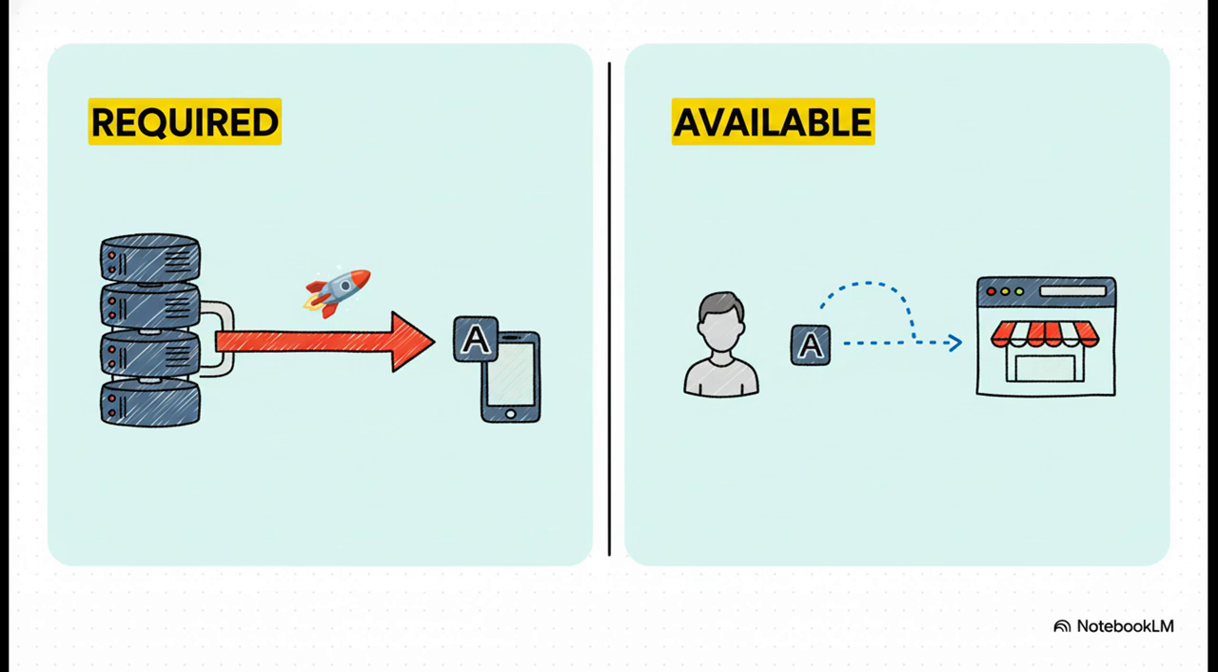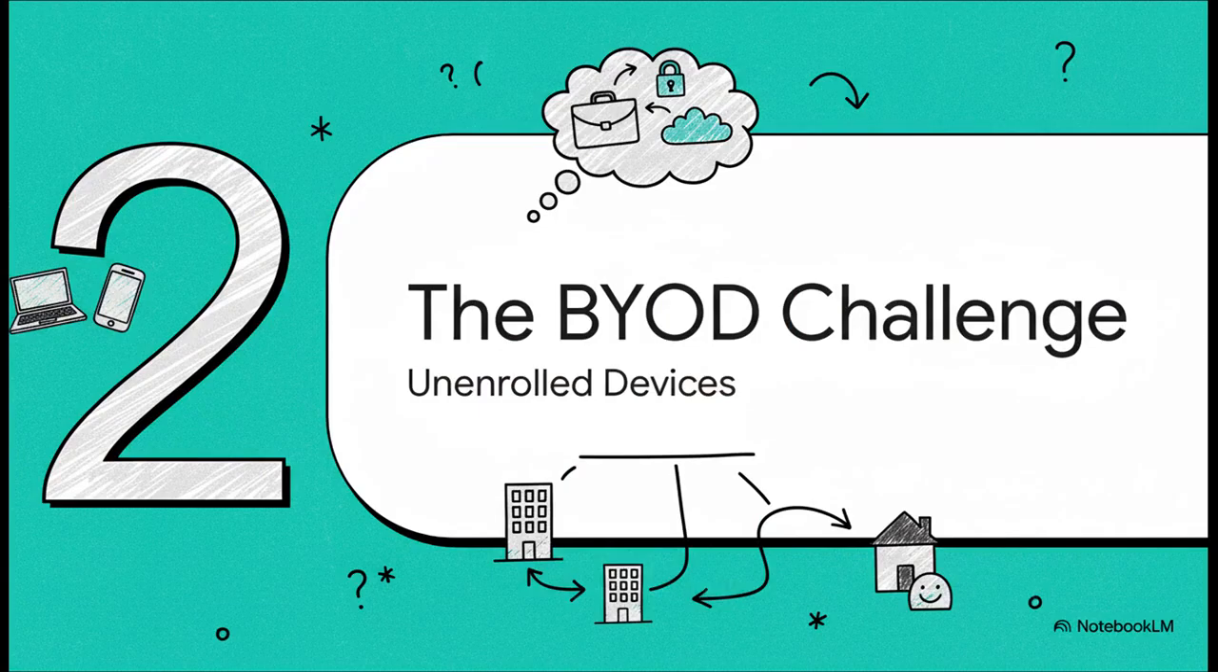The alternative is available, which is the pull method. Here, the app just shows up in the company portal and users can choose to install it themselves. This gives you way more flexibility and is absolutely crucial for personal devices. And that available option, well, that leads us right into our next big topic, the whole bring your own device or BYOD challenge. How in the world do you secure company apps and data on a phone or a laptop that you don't even own?